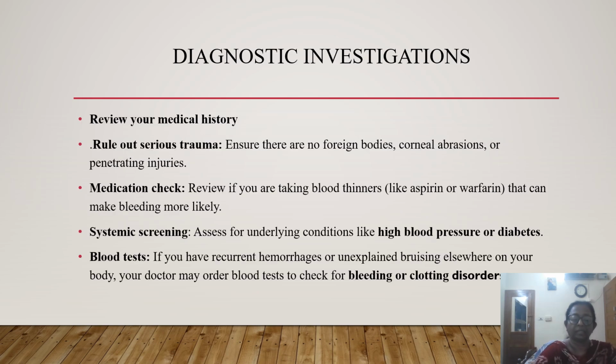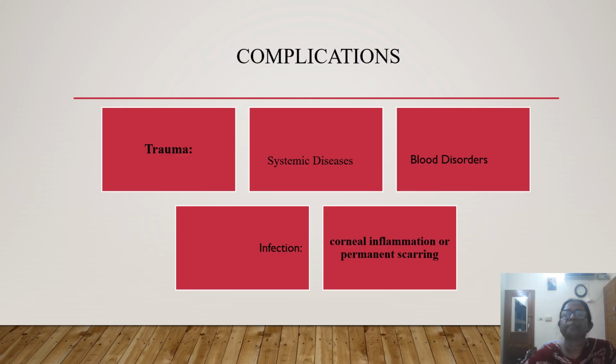Next is diagnostic investigations: medical history and physical examination. Rule out serious trauma. Ensure there are no foreign bodies, corneal abrasions or penetrating injuries. Medication review: what drugs they are taking, especially blood thinners that make bleeding more likely. Then systemic screening about disease conditions, whether they have any underlying conditions like high blood pressure or diabetes. Blood tests to know about bleeding and clotting disorders. Complications of conjunctival hemorrhage: trauma, systemic diseases, blood disorders, infection, corneal inflammation or permanent scar.